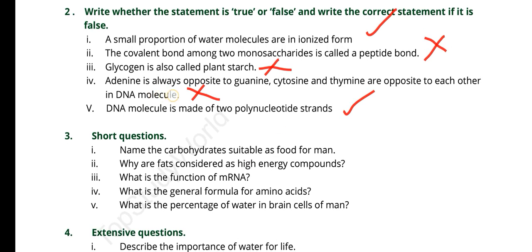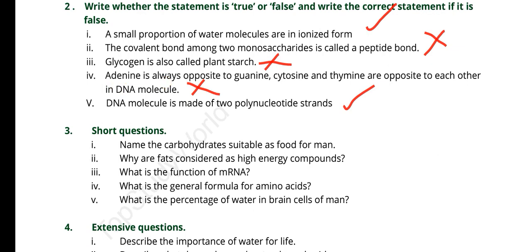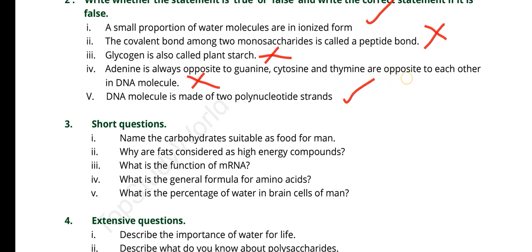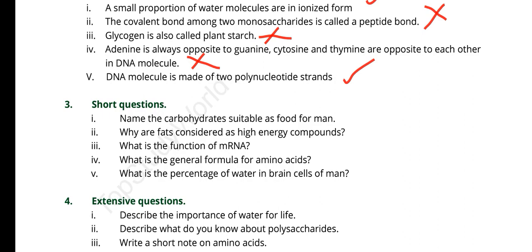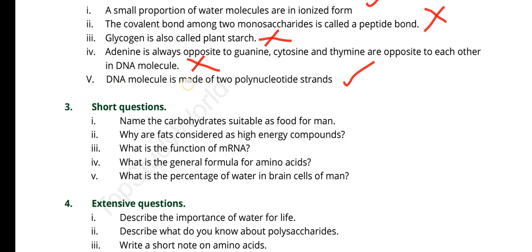Adenine is always opposite to guanine, and cytosine and thymine are opposite to each other in the DNA molecule. Is this correct? No. Adenine is always opposite to thymine, and guanine is opposite to cytosine in the DNA. And in RNA, adenine is always opposite to uracil instead of thymine, because RNA does not contain thymine. DNA molecule is made up of two polynucleotide strands. It is true. So the next is short questions.